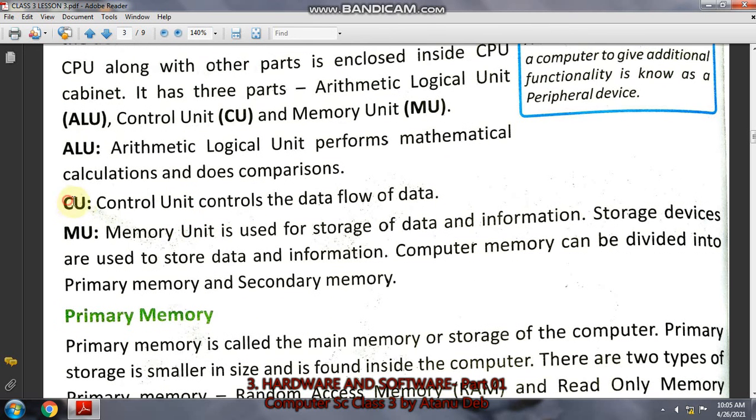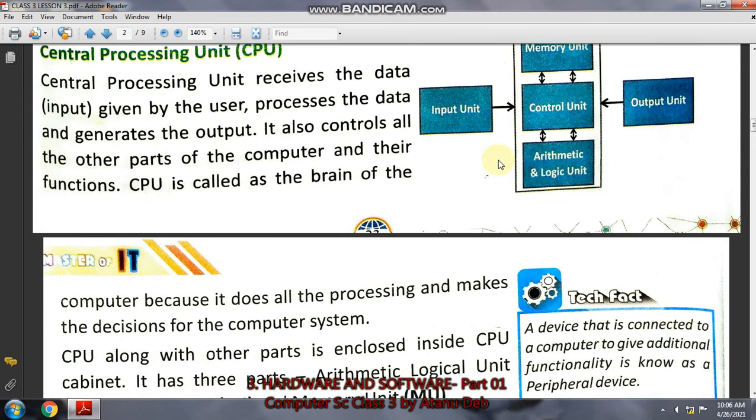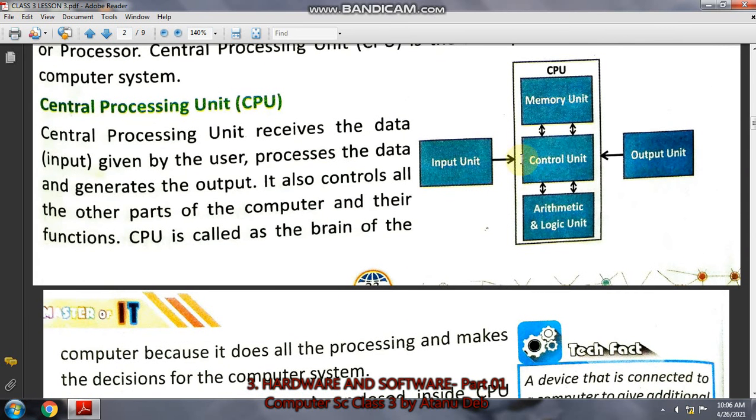Then comes CU, full form is control unit. Remember all the full forms. Control unit controls the flow of data. What does it mean? Whatever data is flowing, like here input to the CPU, then CPU to the output, and between the memory unit and the control unit, see, with the help of arrows, control unit to arithmetic unit, arithmetic to control unit, and so on.